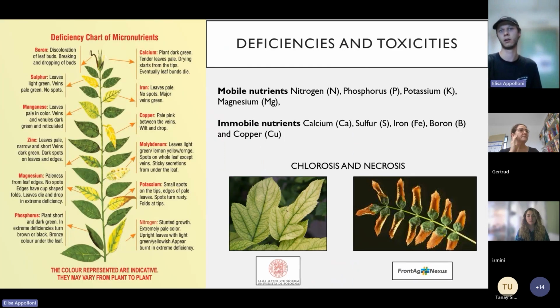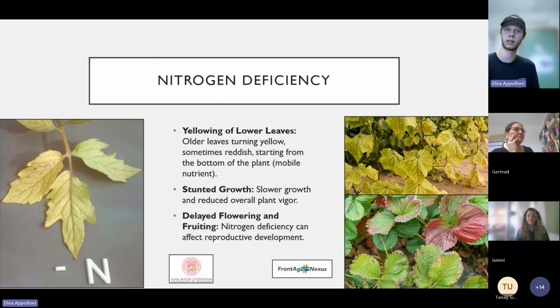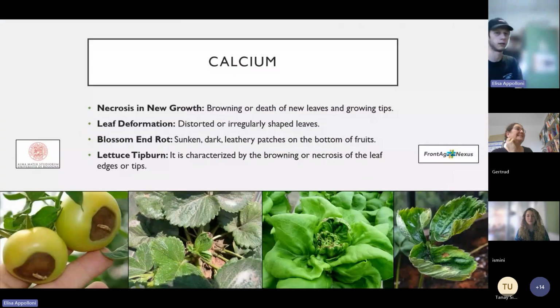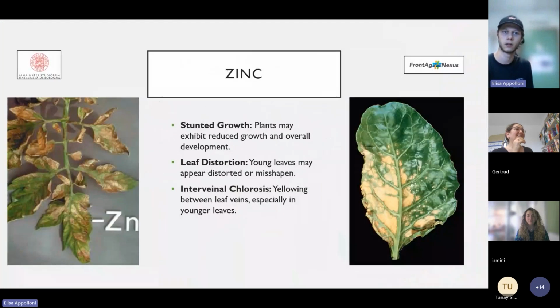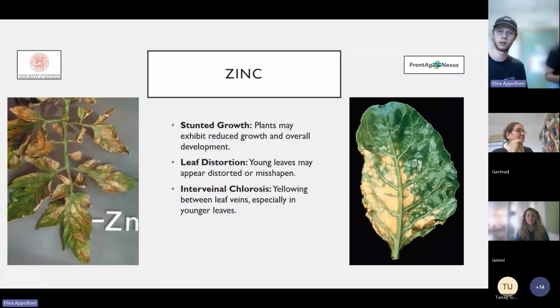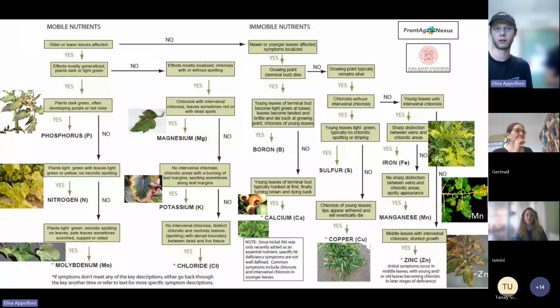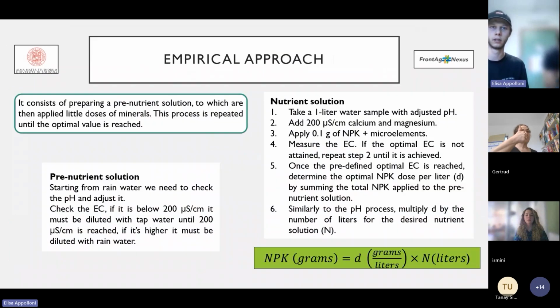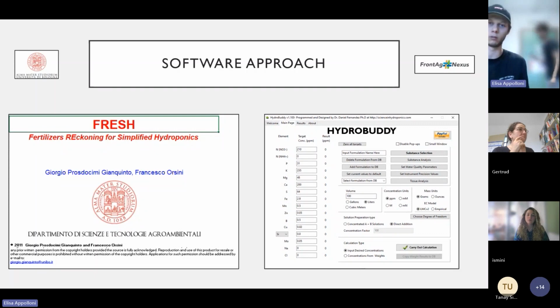Okay, so now there should also be an introduction to deficiencies and toxicities, and I would also like to talk to you about all the deficiencies that may occur, but we don't have time. So if you want, the next time we can see, or maybe we can organize a private room. We can talk about deficiencies, but also how to calculate a nutrient solution using the empirical approach or the use of software, which is very useful and very easy to use.